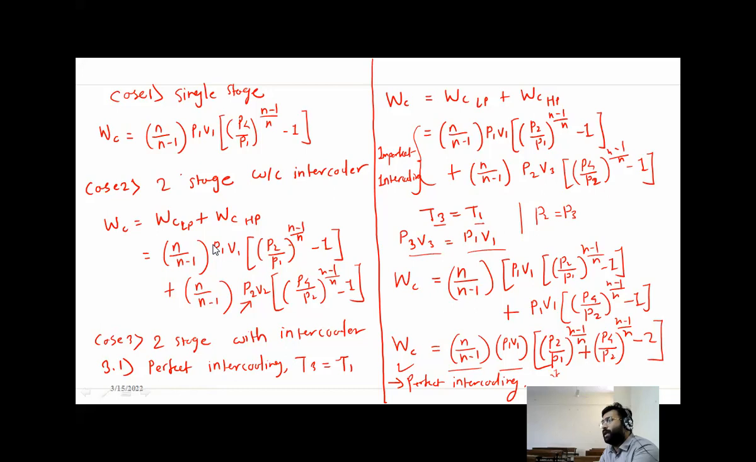The low pressure work is the area 1 to 2, 2 to 6, 6 to 7 to 1. So this will be equal to n upon n minus 1 into P1 V1 into bracket P2 by P1 raised to n minus 1 upon n minus 1. Previously we have derived this equation for the compressor. So this is low stage compression work, plus n upon n minus 1 P2 V2 into bracket P4 by P2 raised to n minus 1 upon n minus 1. So this is the high pressure compressor work required.